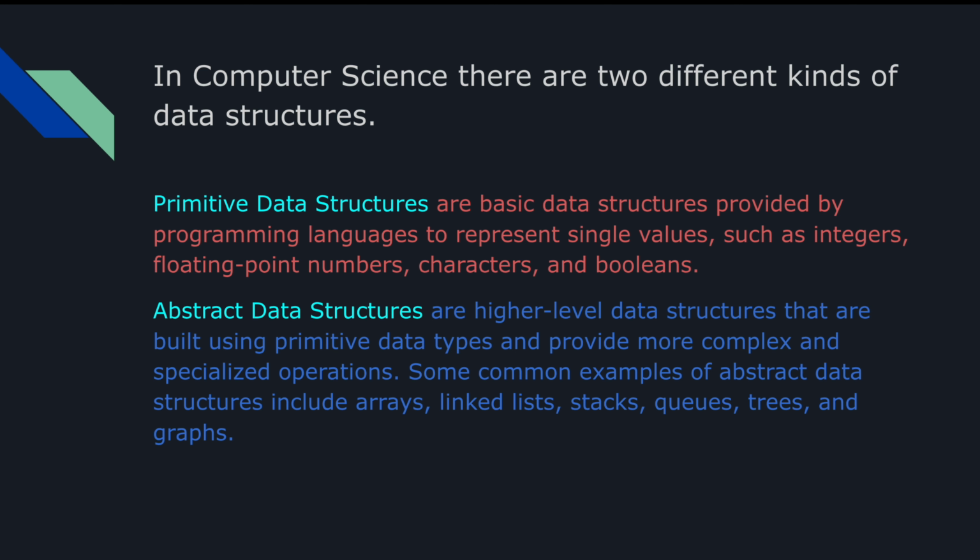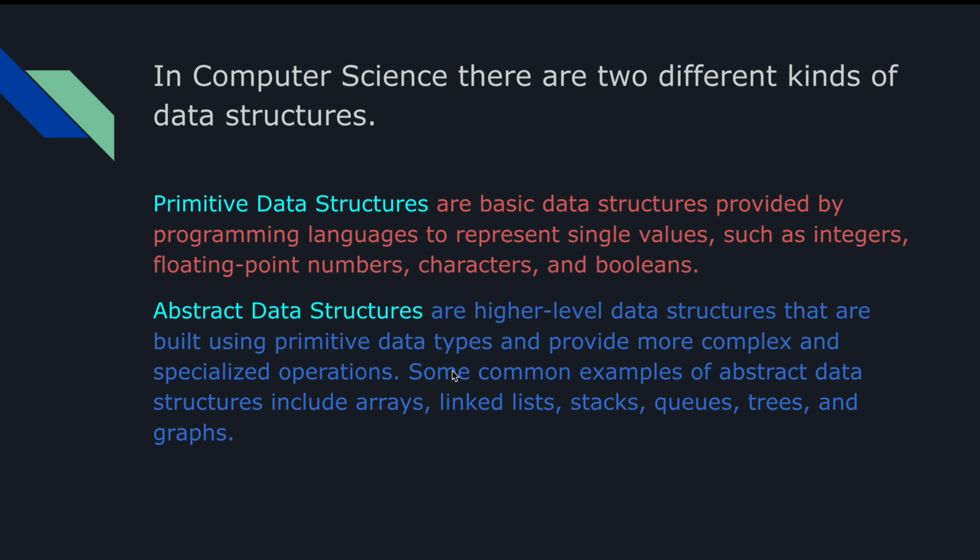Let's talk about the data structures. In computer science there are two main types of data structures. First is primitive and second is abstract. Primitive data structures are the basic structures provided by programming languages like integers, floats, characters and booleans. You will learn it later. Integers, you know about integers, that is just numbers, and floating point numbers you also know about. Characters are unicode characters, and booleans are just true false, and they are provided by the programming languages itself.